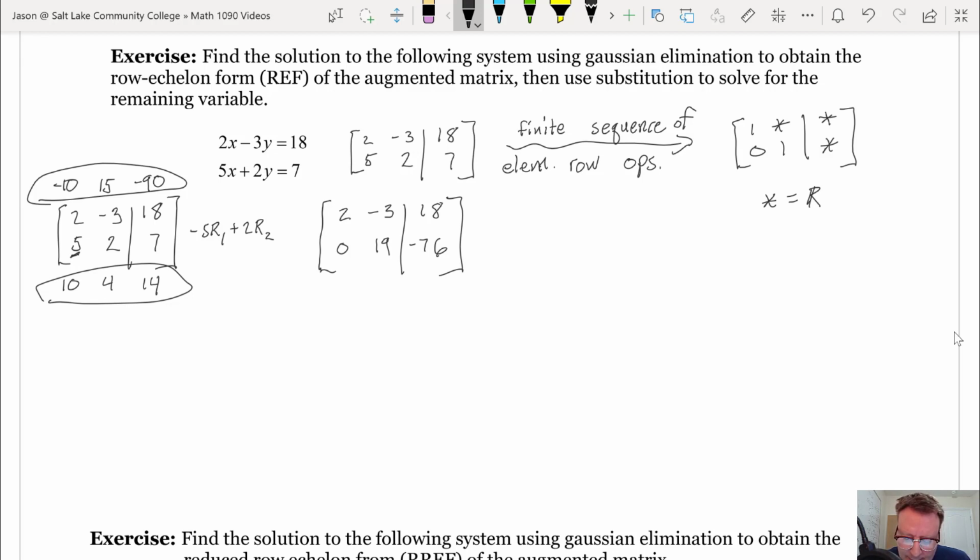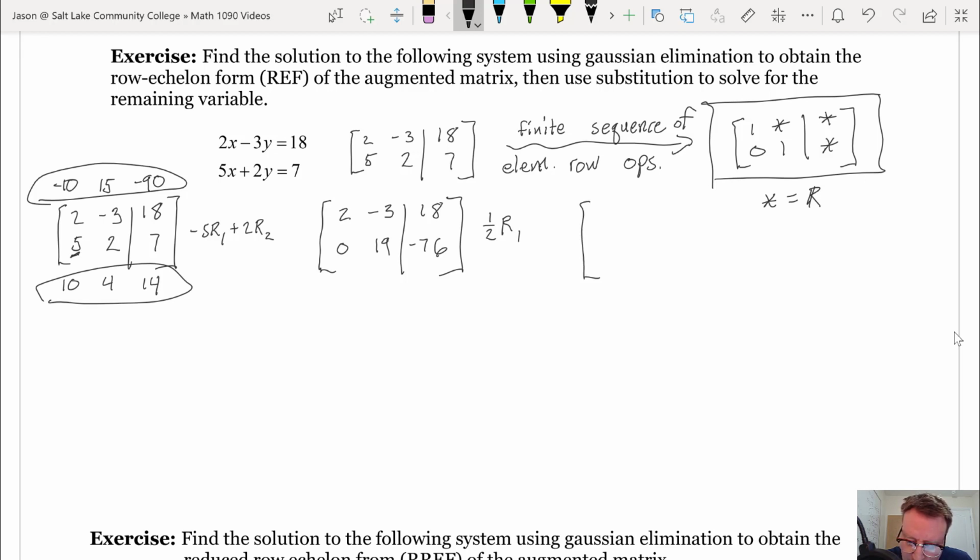Okay, and let's see here. Remember I have a 0 now here. Remember, this is my goal, this form over here. This is row echelon form. So I need to make this 2 into a 1, and I need to make this 19 into a 1. So my next row operation will be 1/2 times row 1. That's it.